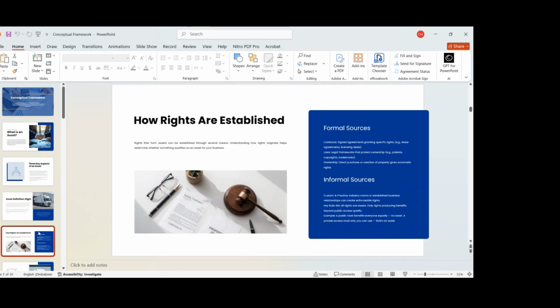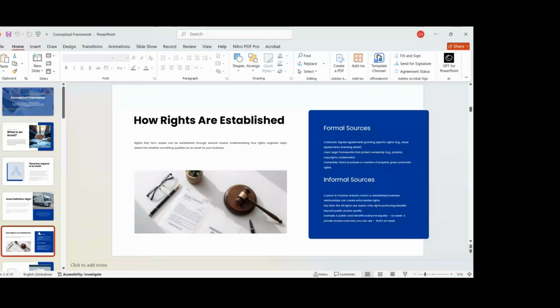Then the question: how are the rights established? Rights from assets can be established through several means. You need to understand how rights originate, which also helps determine whether something qualifies as an asset for your business. We have formal sources and informal sources. Formal sources: think of contracts, signed agreements granting specific rights, for example lease agreements and licensing deals. Think of laws, legal frameworks that protect ownership, for example patents, copyrights, trademarks.